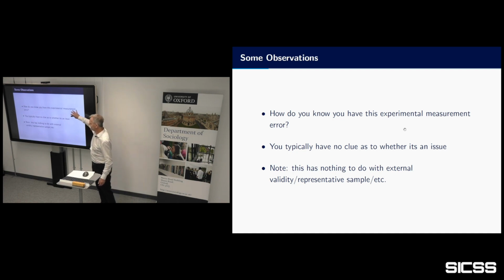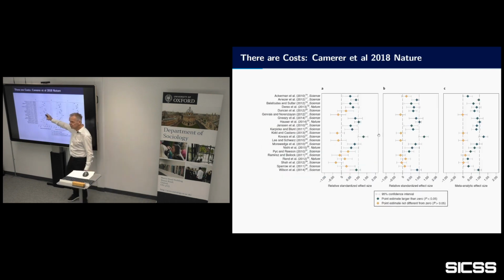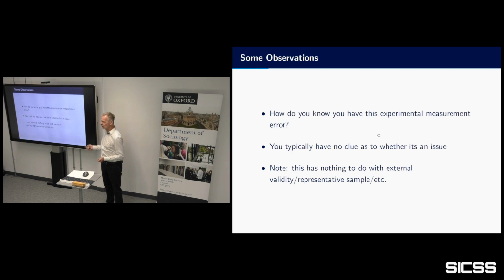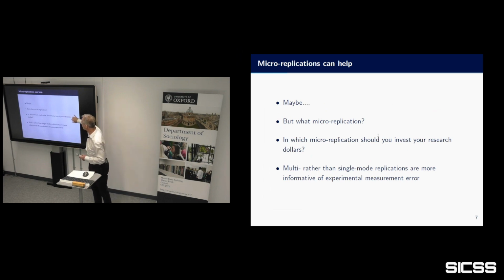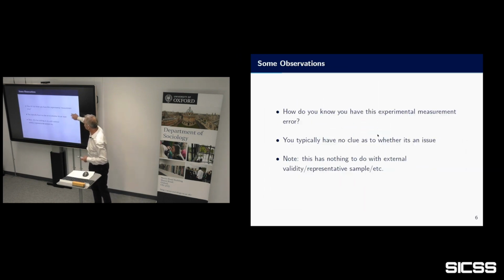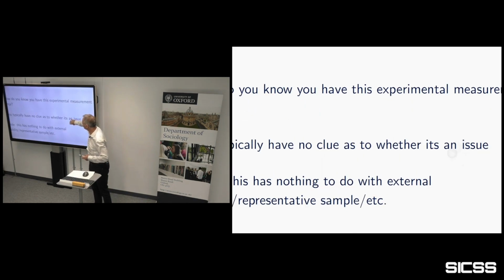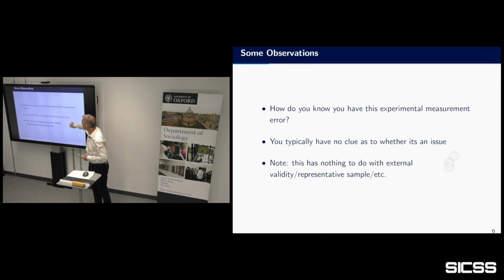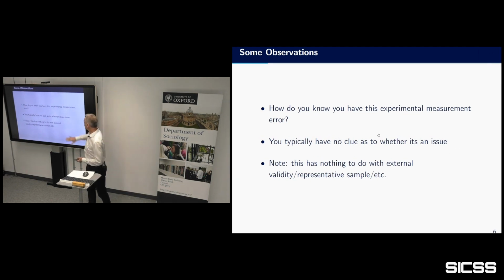The problem, of course, at least in the experimental world, is if you do an experiment, how do you know you're in either the blue or the orange state? You do an experiment, you get a result, you write up a paper, you submit it to the American Economic Review, and the important question here for me in any case is, how do you know this is not generated by experimental measurement error? Typically you don't have a clue is my point, right?